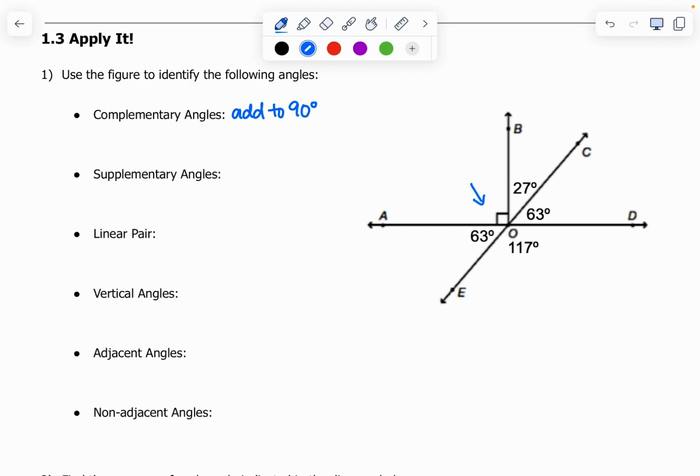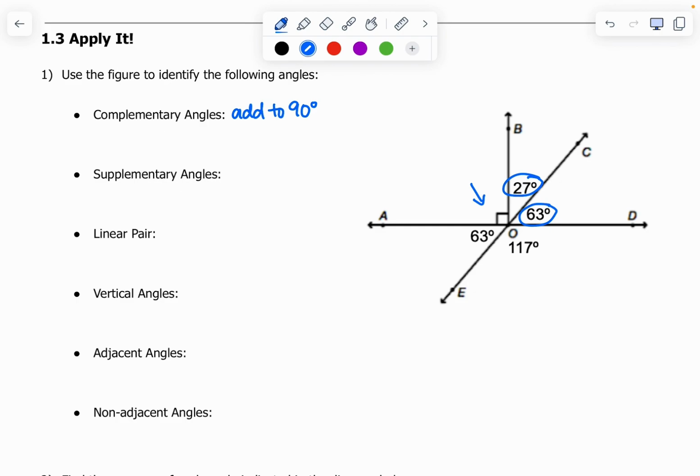That's great, but that doesn't make it complementary because I need two angles that are going to add to 90 degrees. So I see here I have a 27-degree angle and a 63-degree angle, and 27 plus 63 is 90. So I'm going to use those.